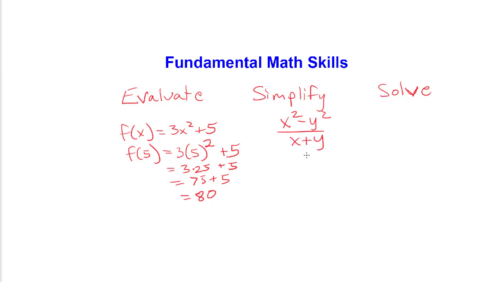Simplify, I might have something like x squared minus y squared over x plus y. How do I simplify that? Well, at first blush, you might look at it and say, whoa, that's not easy to somehow make simpler unless you know your difference of two squares. X squared minus y squared factors into x plus y times x minus y, the conjugates.